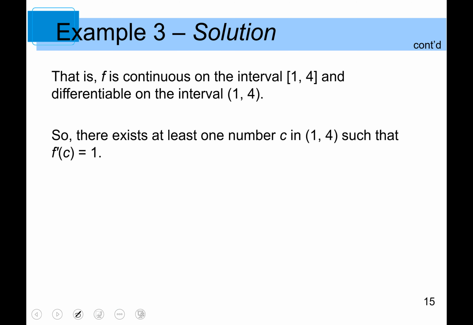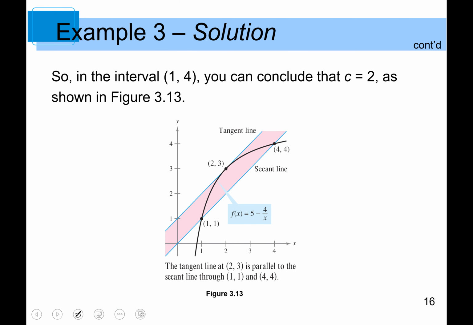You can take a look at the detailed solutions. I just want to show you the graph. When you graph it, it looks like this. So the slope of the tangent line is right here, right? This is the slope, equal to the slope of the secant line passing through these two points. And this is the essence of the mean value theorem, MVT. The tangent line at (2, 3) is parallel to the secant line through (1, 1) and (4, 4). Right. When they are parallel, the slopes are equal to each other.